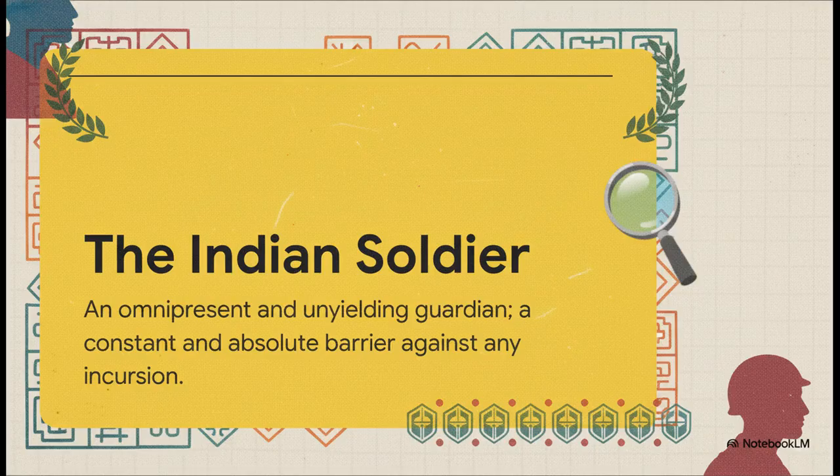And notice how the text is defining its hero at this point. The soldier isn't doing anything yet. They're defined just by being there. Like it says here, they're an omnipresent and unyielding guardian. It's almost like they're more of an idea, a concept, than just a person. And that is a really powerful way to set up your main character.